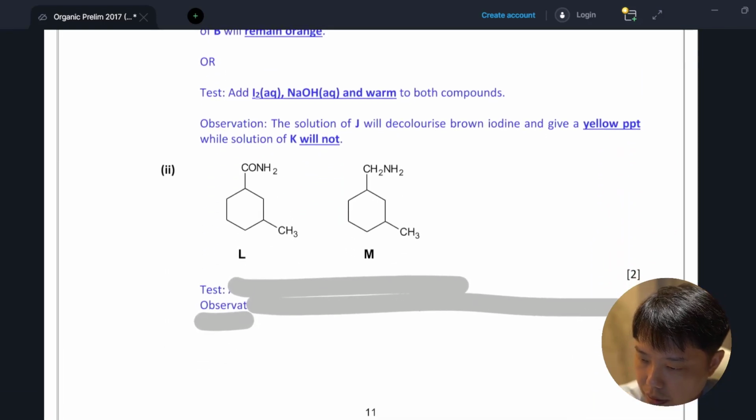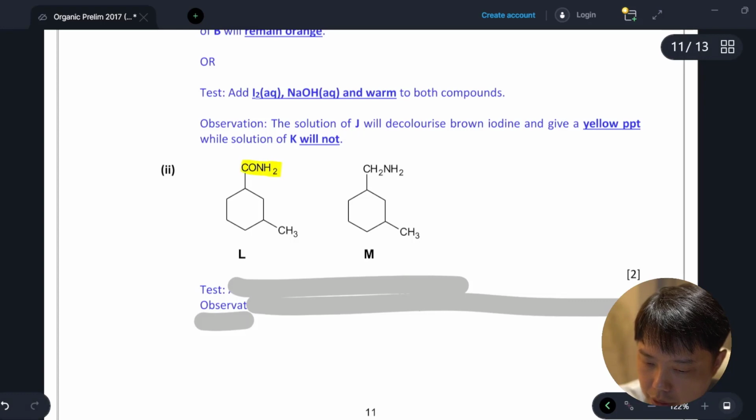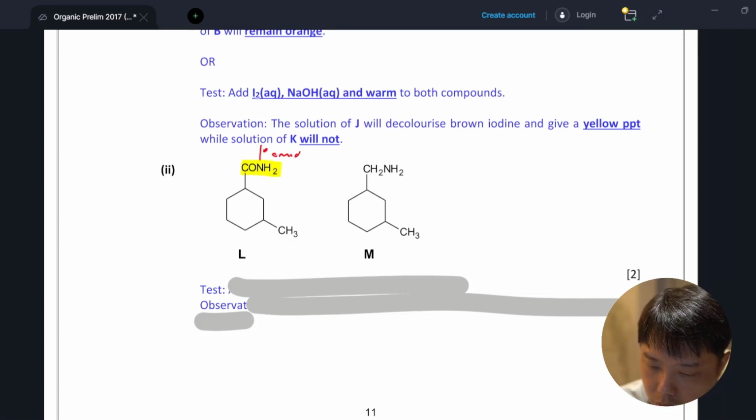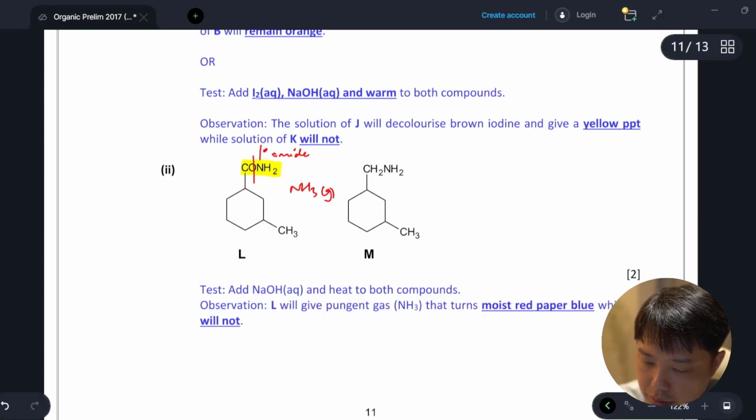Part 2, here on the top part, you have a primary amide. Once you have a primary amide, you basically just use NaOH and heat it. This will cleave, and then you will get ammonia gas being evolved. So this is a very standard test you can use.